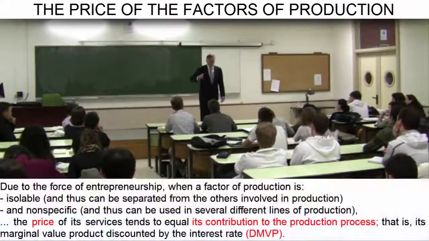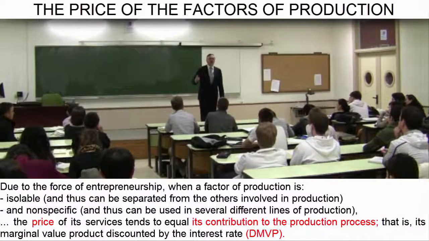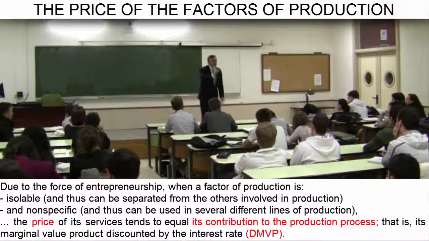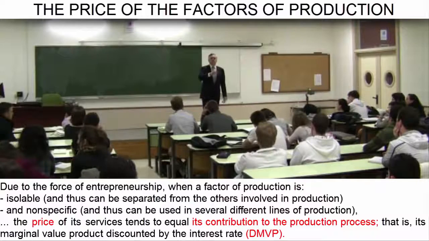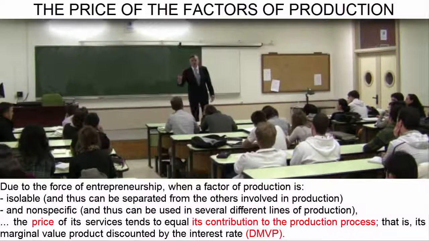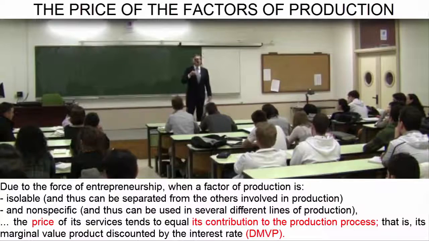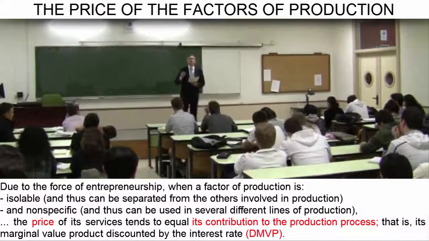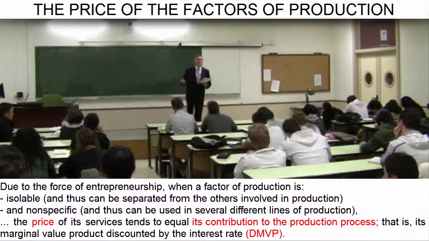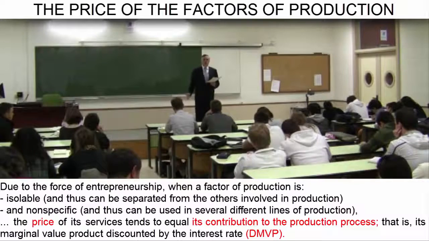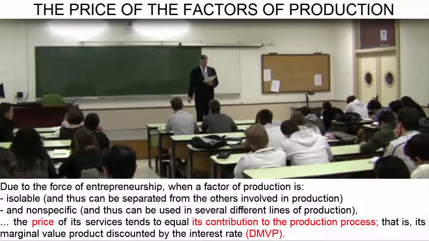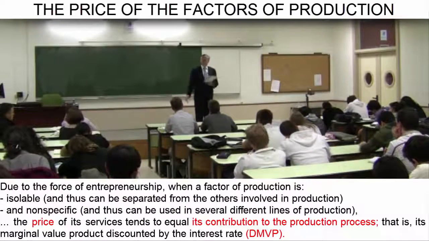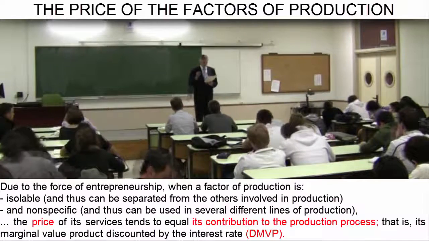Today, I am going to explain this principle by examining the process that takes place. The essential principle is as follows. When a factor of production is isolable, like any one of us who does not work with a partner, as Tip and Col did, when a factor is isolable and non-specific, and thus we are useful in different lines of production, we are versatile, the market price of that factor's services tends, since all economic laws are laws of tendency, ceteris paribus, other things being equal, the price of its services tends to be equal to what we will call the discounted marginal value product.